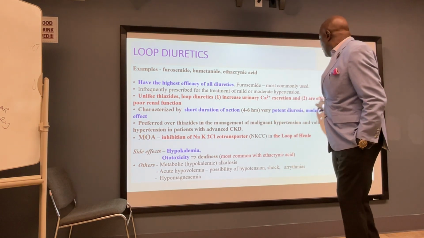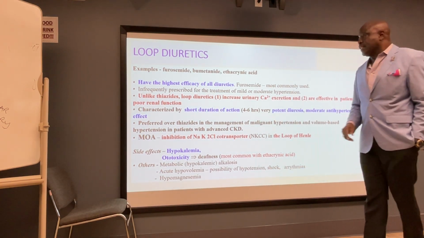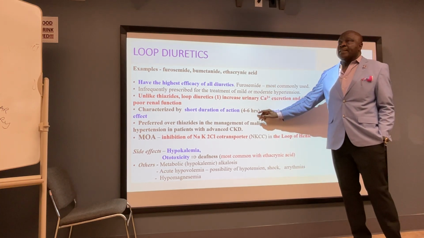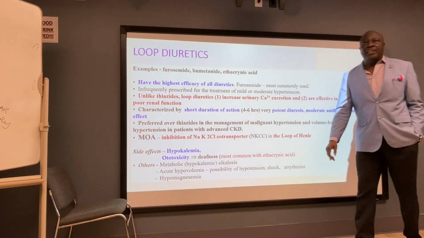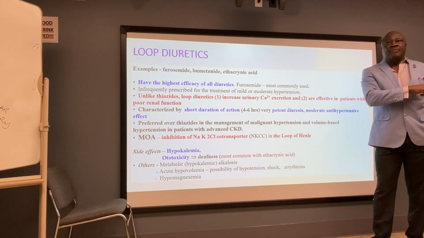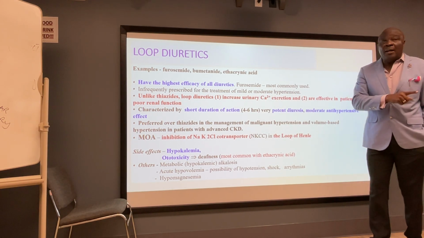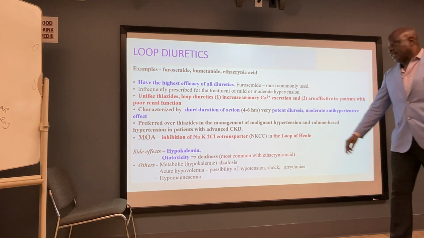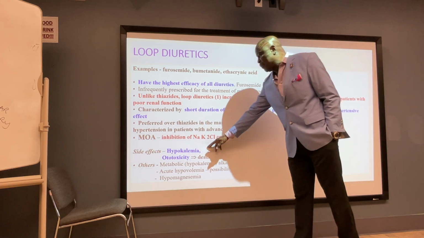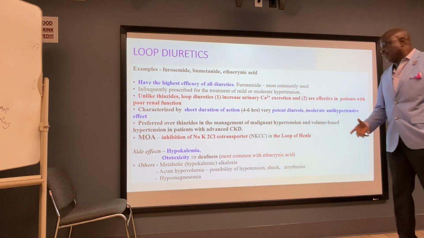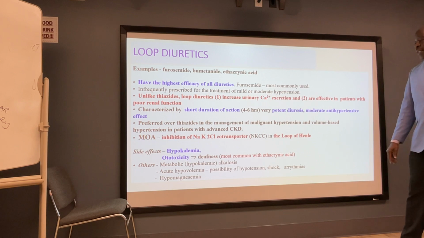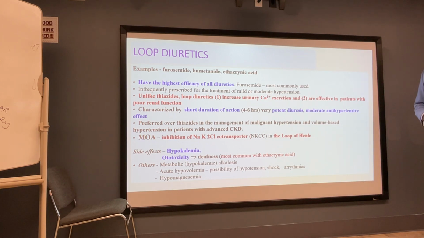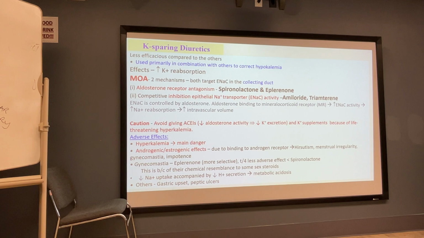For thiazides, they are not as effective in patients with poor renal function. Unlike thiazides also, these ones have short duration of action, whereas the thiazides have long duration of action. Then, what is it that is new here? Side effects: hypokalemia, ototoxicity, which is deafness, and that is most common with ethacrynic acid. What are the other effects? Metabolic alkalosis, acute hypovolemia because of the strong diuresis that is produced.